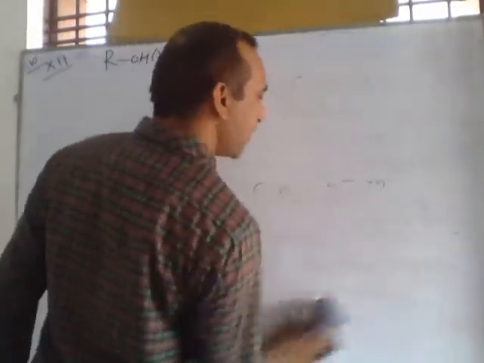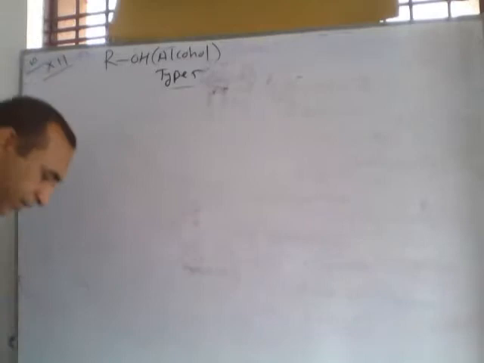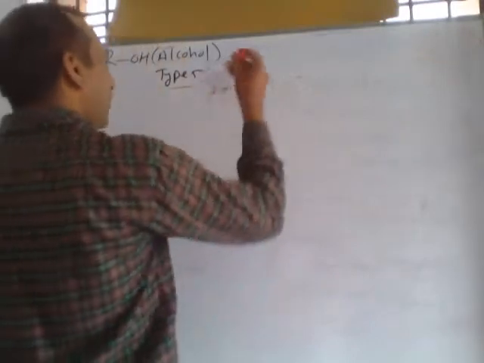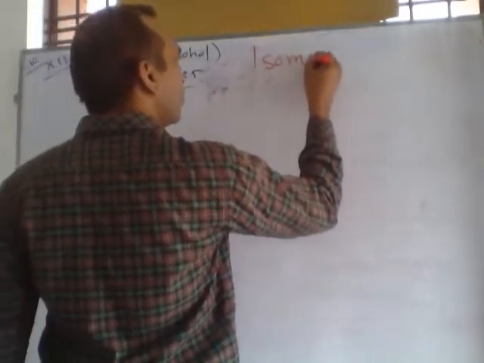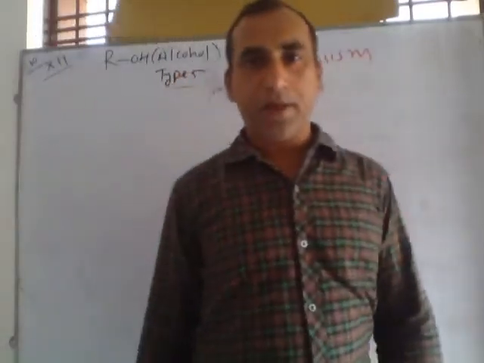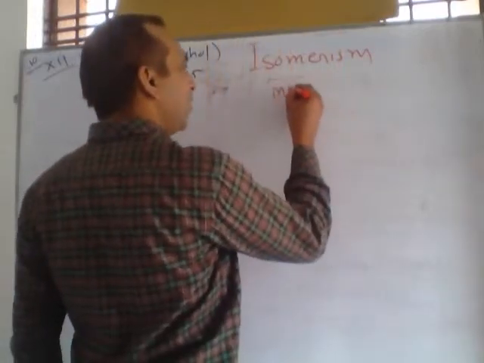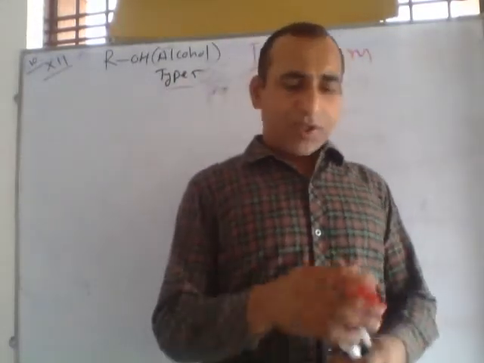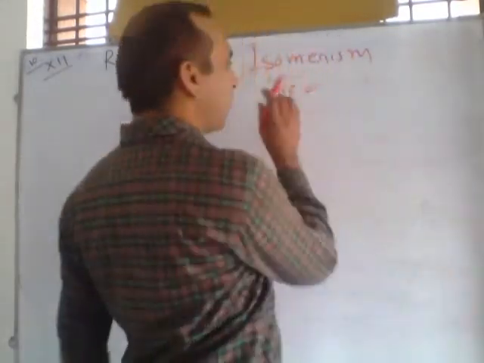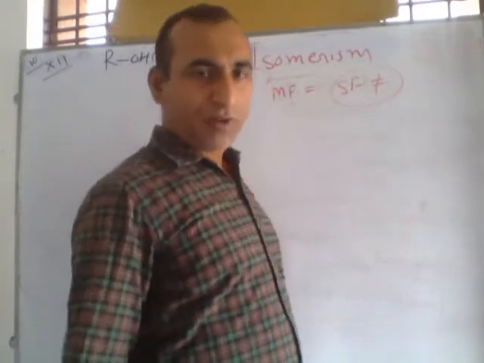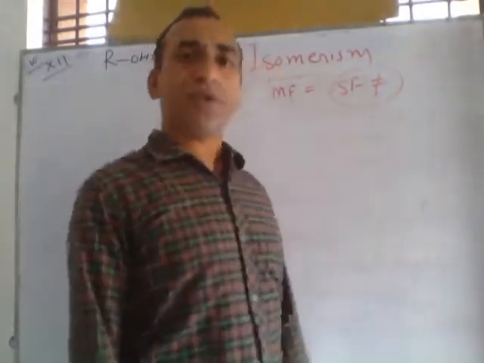So our first topic was the different types of alcohol. Alcohols are primary, secondary, tertiary on the basis of R, and alcohols are also monohydric, dihydric, trihydric on the basis of OH. Now, the second topic is isomerism in alcohols. Isomerism means same molecular formula but different structures of the compound exist, with a different functional group or different position of the functional group. These compounds are called isomers, and the phenomenon is called isomerism.